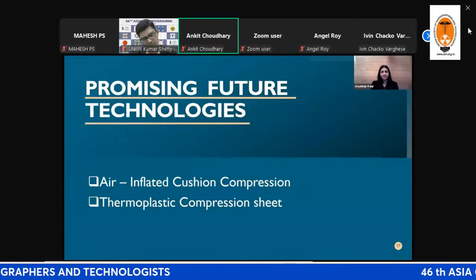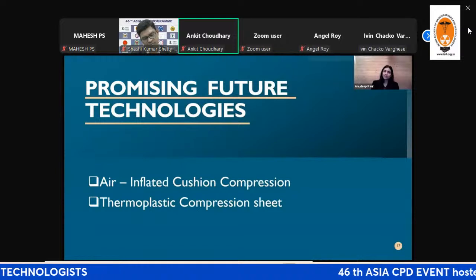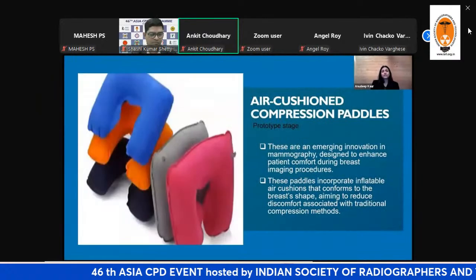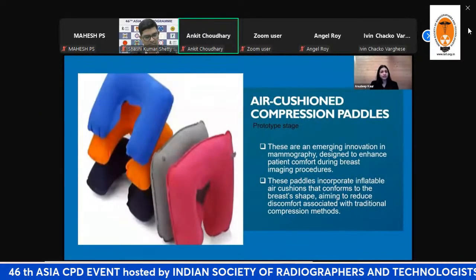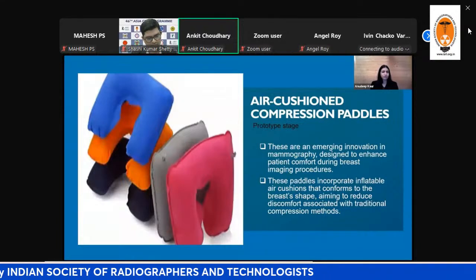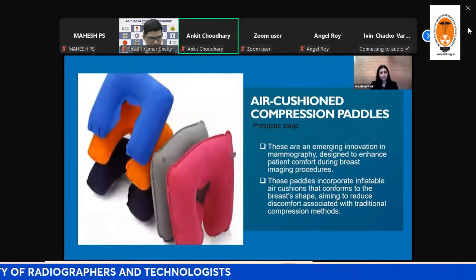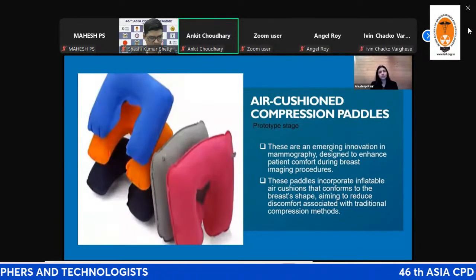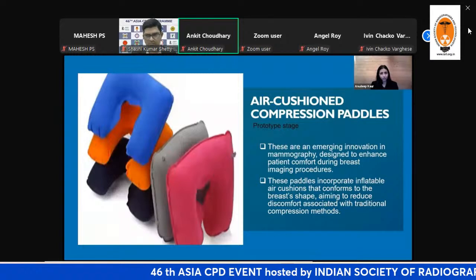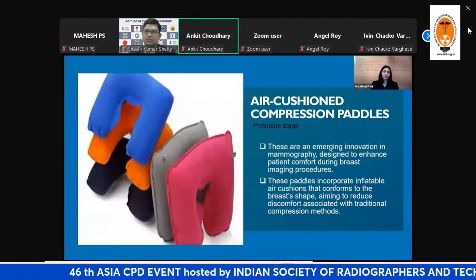Now, the upcoming or future promising technologies that we are seeing, which are still in prototype or experimental phase, are the air-inflated cushion compression and the thermoplastic cushion compression system. The air cushion compression paddle is still in the prototype stage. We do not have a picture or access to a picture of it. But it's an emerging technology where the paddles are incorporated with inflatable air cushions that conform to the breast shapes.